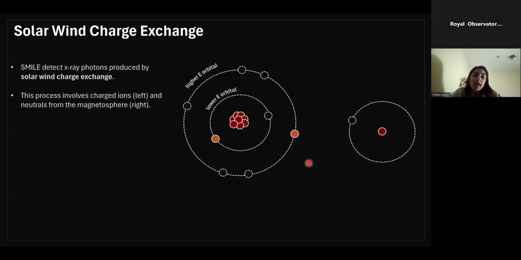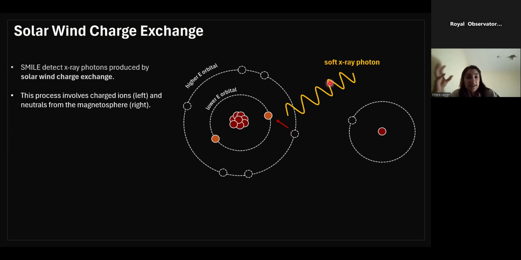So with solar wind charge exchange, these ions will actually strip the neutral particles of an electron, making them also ions. And this electron will initially be on a higher energy orbital, so an outer orbital, but it will end up decaying to a lower energy orbital. So the difference in energy between the two orbitals is emitted in the form of a soft X-ray photon, which is exactly what SMILE will detect.